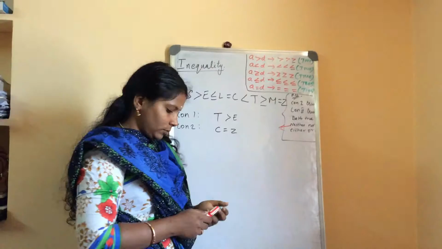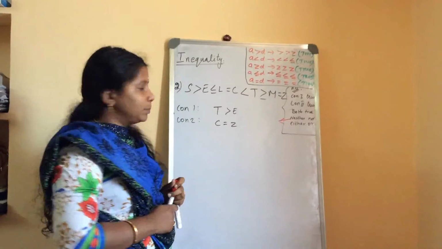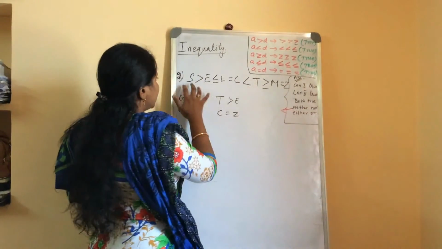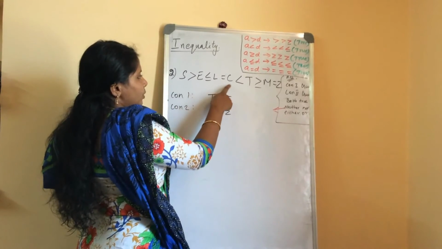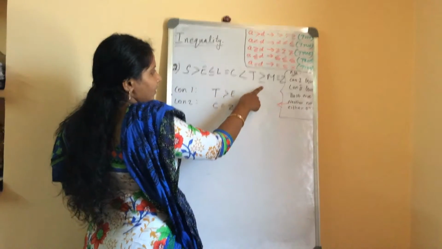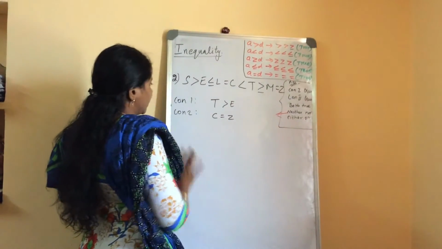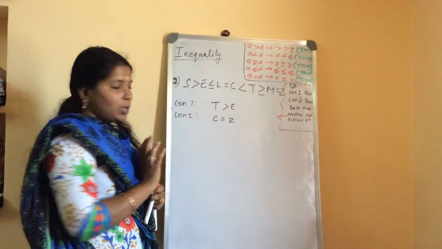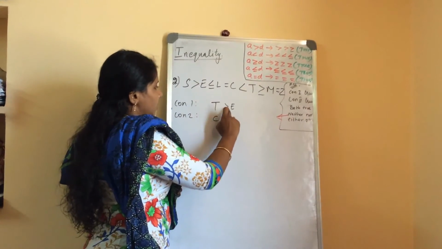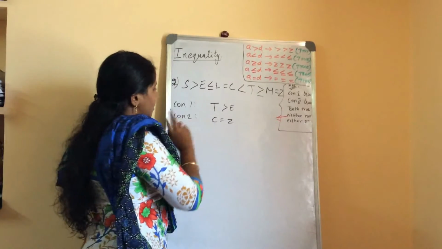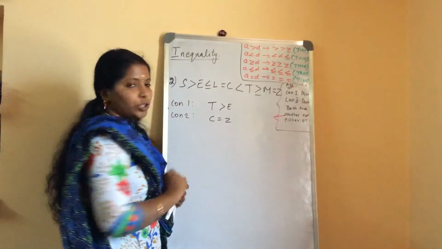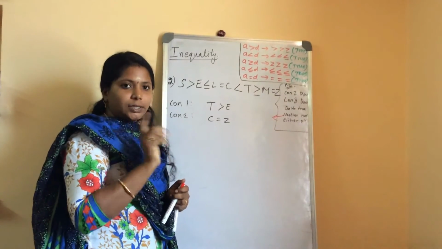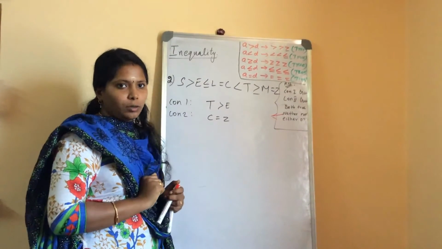Now we'll go to the second example. This is the statement: X greater than E less than or equal to L equal to C less than T greater than or equal to M equal to Z. And we have two conclusions. One is T greater than E. The second conclusion is C equal to Z. First we will take conclusion 1 and check whether it is true or false.